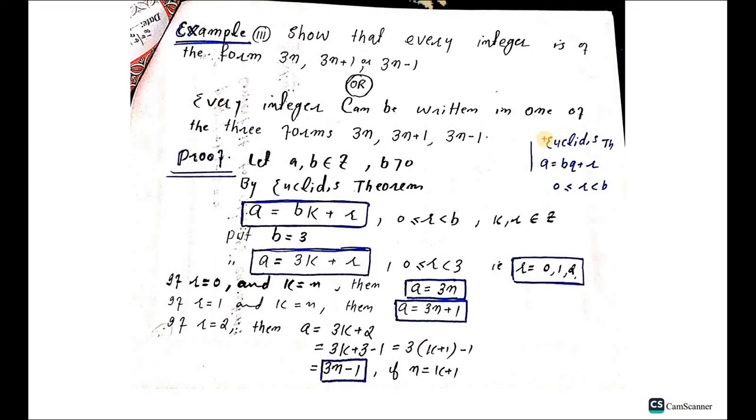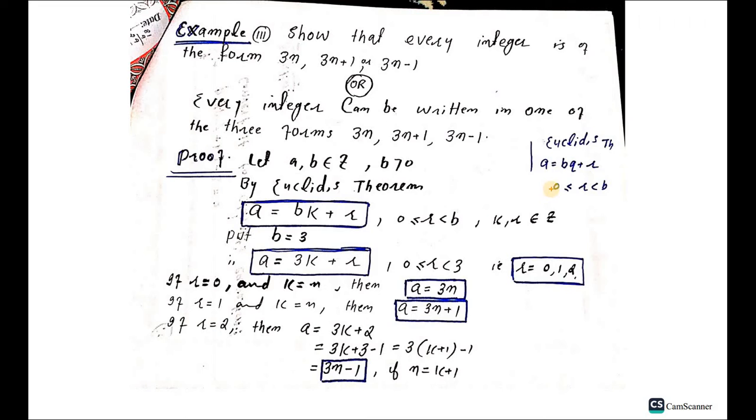We know about Euclid's theorem. If the integer a is divided by the positive integer b, such that q is the quotient and r is the remainder, then Euclid's theorem is denoted by a equals bq plus r, where this r is the remainder and it will be less than the divisor b and greater than or equal to 0.